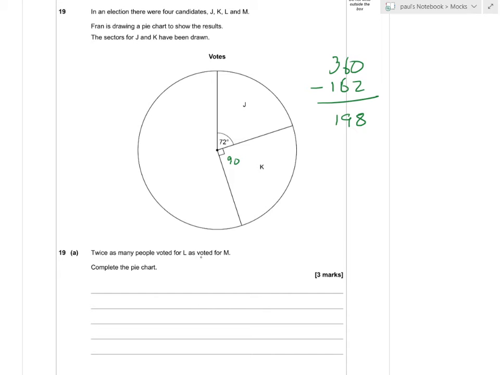Twice as many people voted for L as voted for M. So take your 198 and divide it by 3. That's 66. So M can be 66, and twice that is 132. And that makes 198. So this is M and L.